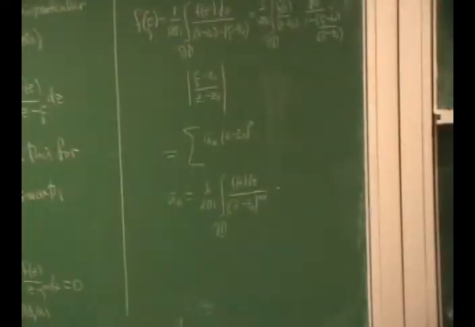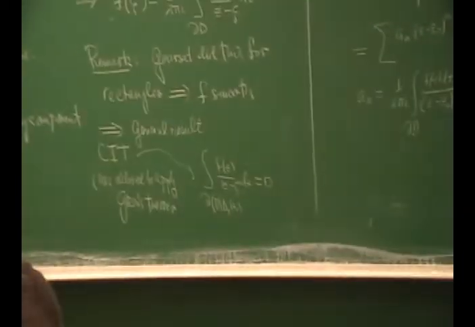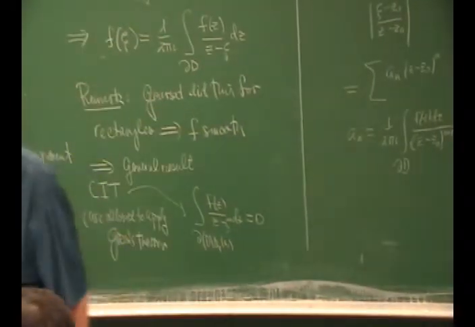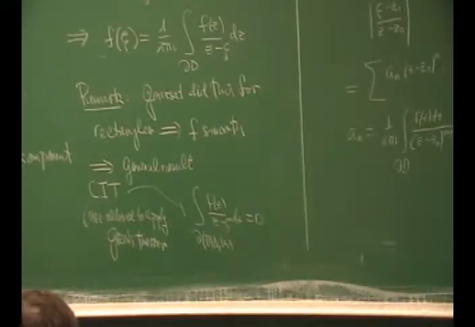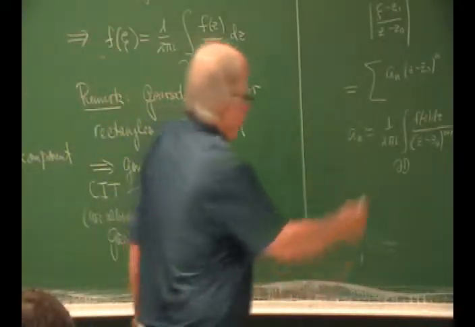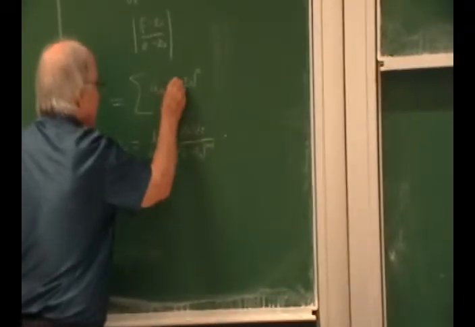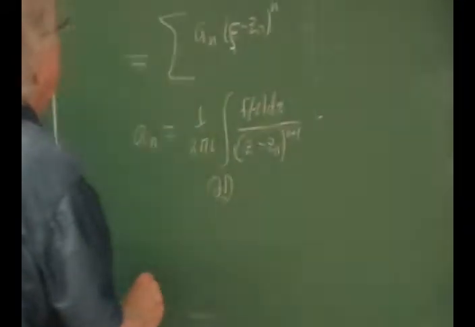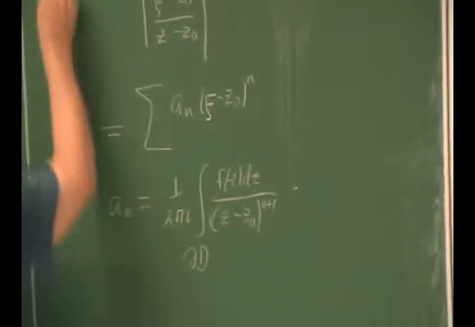Yes. And in the power series, you need a zeta, not z. So it's a_n times (zeta minus z0) to the n. No, thank you very much. Yeah, because this is a power series in zeta.